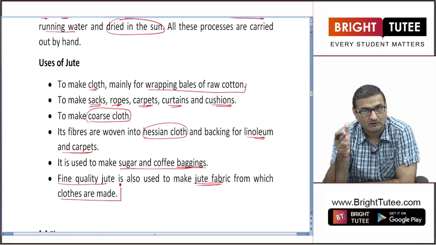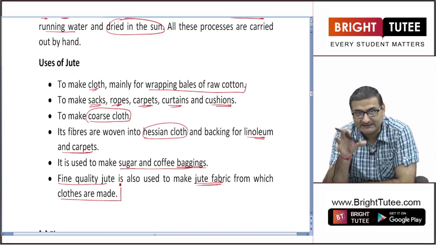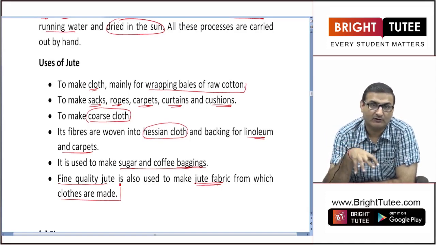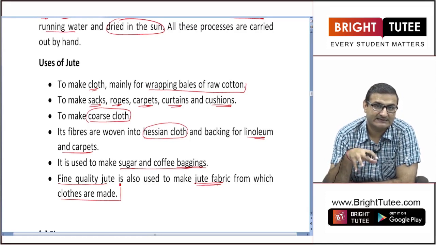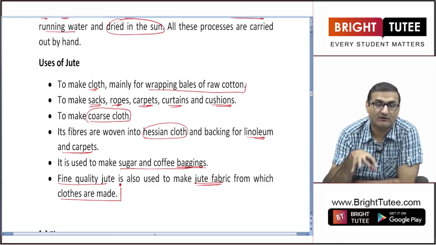Firstly, we talked about cotton, right? We saw the various characteristics. Then we talked about jute. Along with characteristics, we saw the various uses of jute.